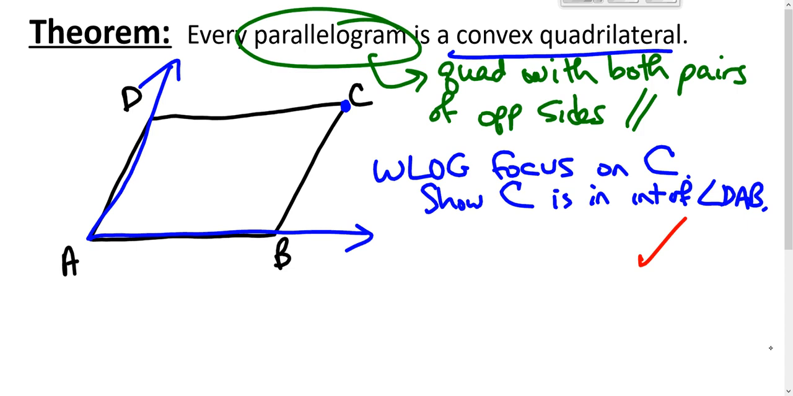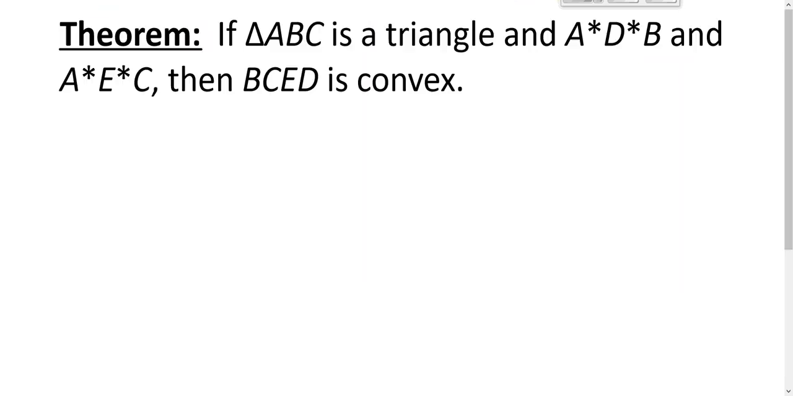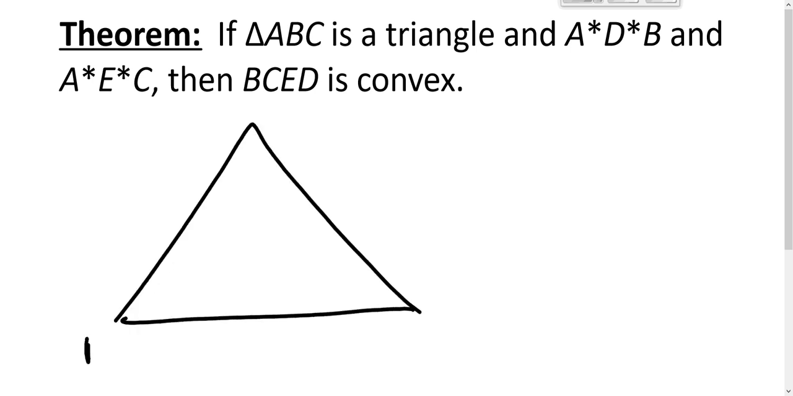And that's great because with a convex quadrilateral, we can draw both diagonals. They're inside the figure. We're fine with that. This is also not too hard to show. ABC is a triangle. D is a point on AB. E is a point on AC. Then BCED is convex.